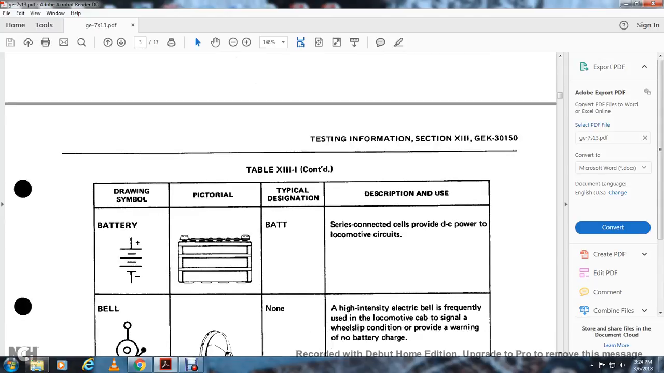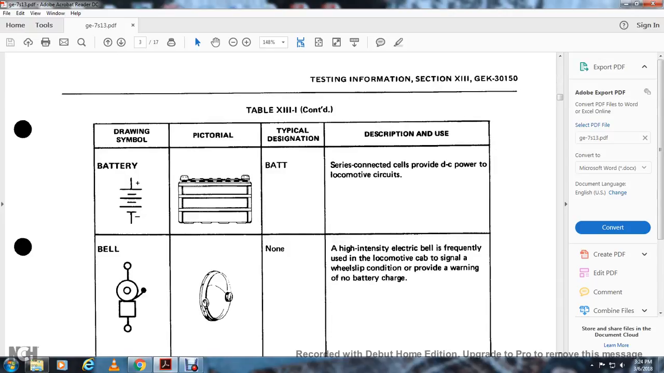Alright, this is the battery, shown with large and short dashes in between the positive and negative. The pictorial and the typical battery designation is U. The description: the series connects itself to provide DC power to the locomotive circuits.